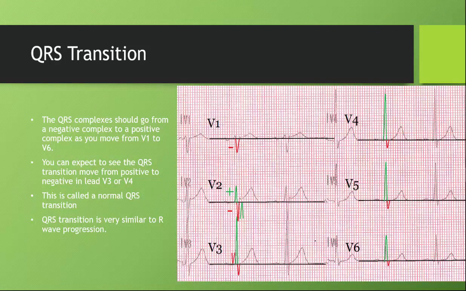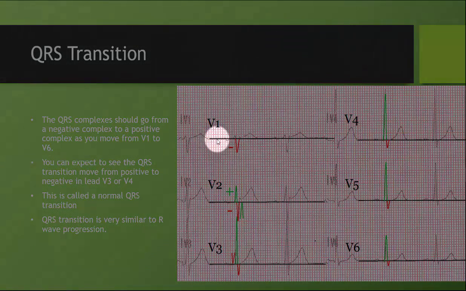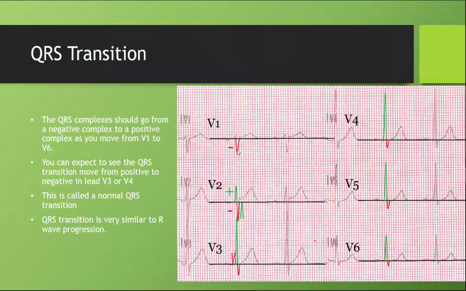You see here we zoomed in on the V1 through V6 on a 12 lead printout. And so as you're looking at this, the QRS complexes should go from a negative complex to a positive complex as you move from V1 to V6. So if you think right here, this black line is your isometric line. As you can see right here, anything below the isometric line is a negative deflection, and anything above the isometric line is a positive deflection. You can expect to see the QRS transition move from negative to positive in the V3, V4 area. So that's exactly what happens here.